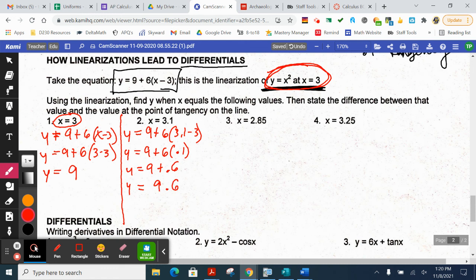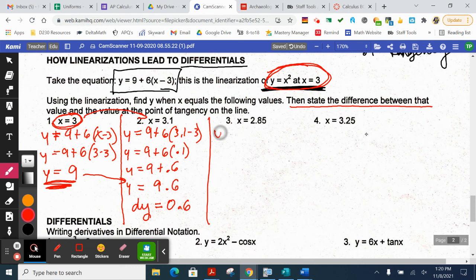So this is saying if we stay on the line and we go from 3 to 3.1, our y value on the line would increase by 0.6. So the second thing I want you to state now is the difference between that y value here and the y value at the point of tangency. So it would have been a 9. Notice how I went to 9.6. So we're going to write it like this: dy, the difference in my y, is 0.6 units. So we would have increased our y position by 0.6 if we stayed on the tangent line. Okay?